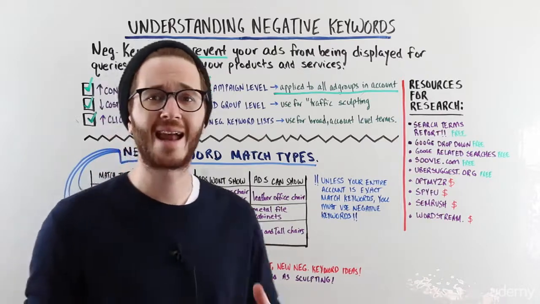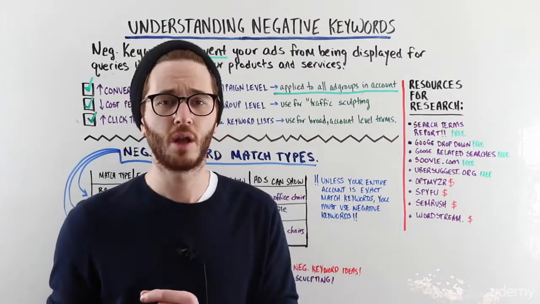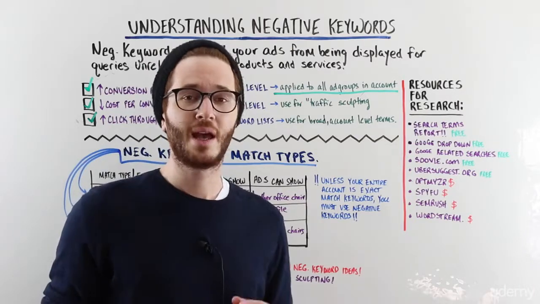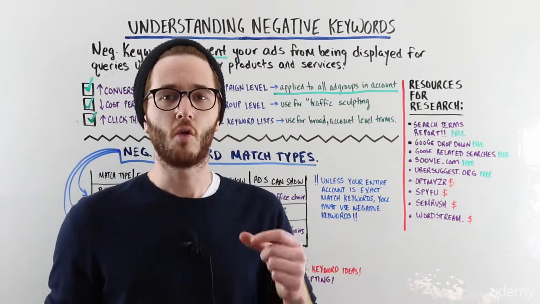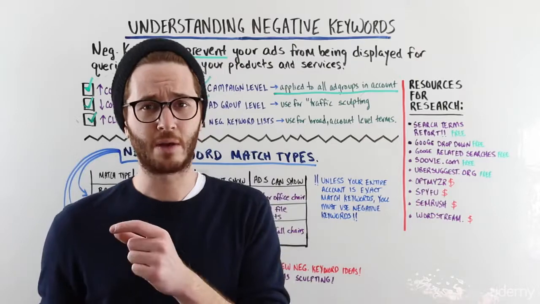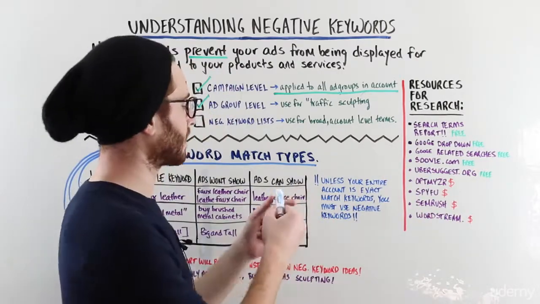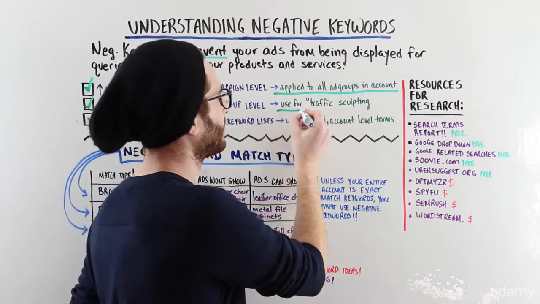So what we would then do is add an ad group level negative keyword, three-drawer file cabinet, into the one-drawer file cabinet ad group, and an ad group level negative keyword, one-drawer file cabinet, into the three-drawer file cabinet ad group. And that's the concept of sculpting. That's the concept of traffic sculpting.